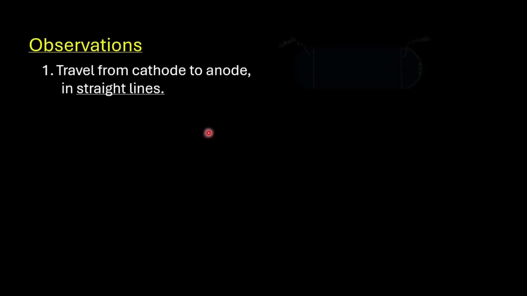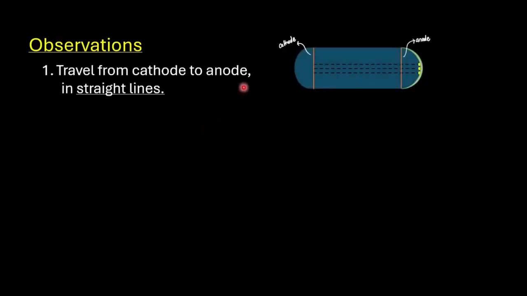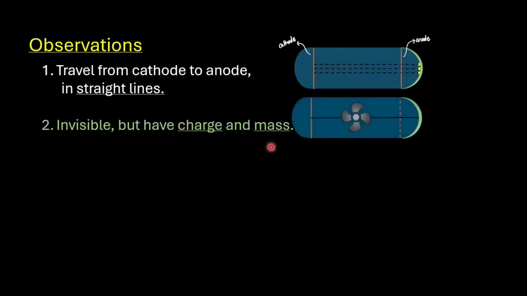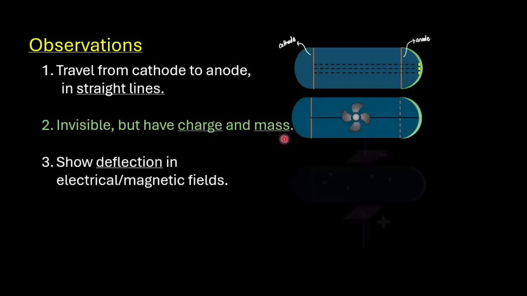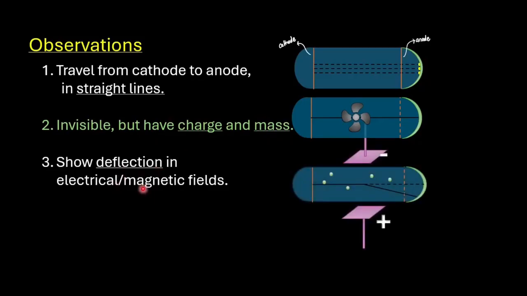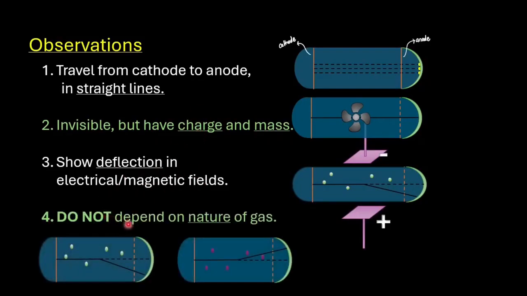There were several consistent observations of the cathode ray experiment. The cathode rays always traveled from the cathode to the anode in a straight line in the absence of electrical or magnetic field. Even though the cathode rays were invisible, they still had charge and had mass. They showed deflection in electrical and magnetic field, which proved that they had charge. And finally, they do not depend on the nature of gas, which helped us to conclude that cathode rays were made up of universal particles present in all atoms.